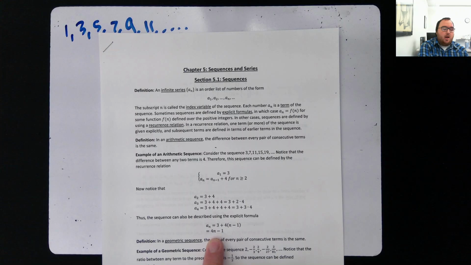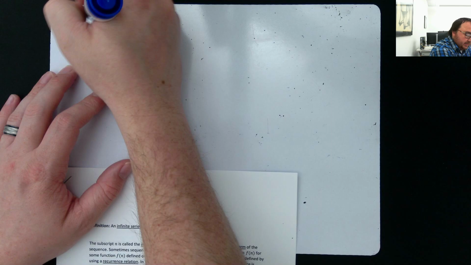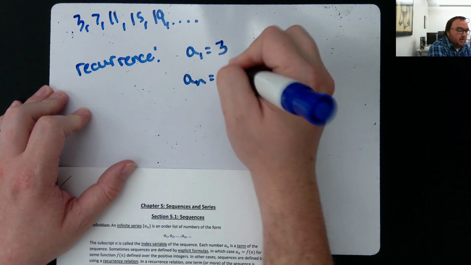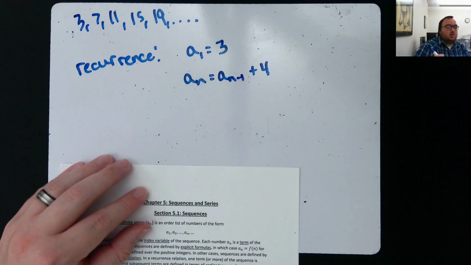So there are two ways I could write the sequence 3, 7, 11, 15, 19, on and on. I could write it as the recurrence relation: a1 is equal to 3, and a_n is equal to a_(n minus 1), the previous term, plus 4. I could write it like that. Or I could write it as the formula a_n is equal to 4n minus 1.